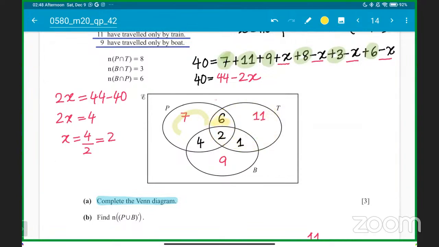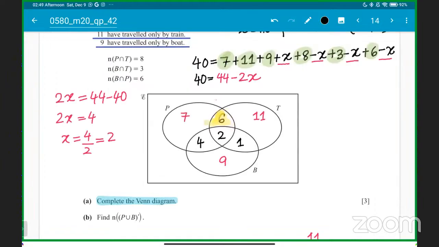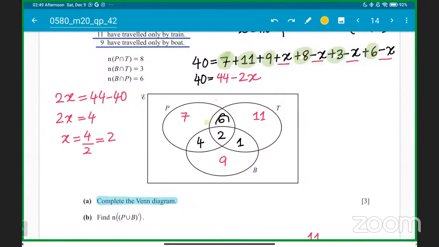So here we go. There are 6 students who have traveled both by plane and train. So the first student will be 6 over... No, it will be 6 plus 2, 8. Sorry. Okay. It will be 8. There are plane and train both, na? So it will be this one, plane and train. This one also accounts for plane and train as well. So it will be 6 plus 2, 8. These two. Getting it, students?